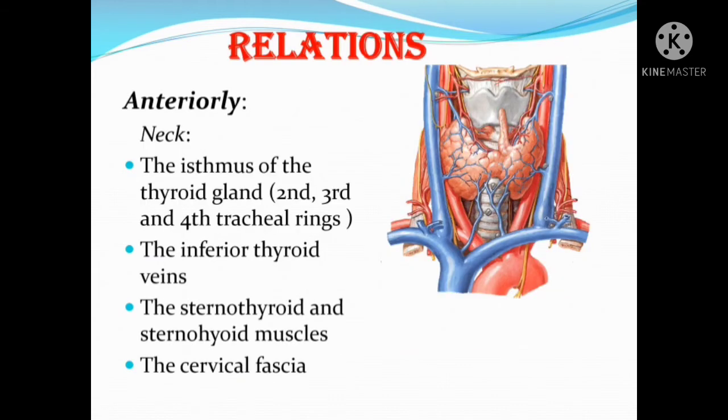Coming to the relations, anteriorly in the neck it is related to the isthmus of the thyroid gland, that is the second, third and fourth tracheal rings, and the inferior thyroid veins, the sternohyoid and sternothyroid muscles and the deep cervical fascia.